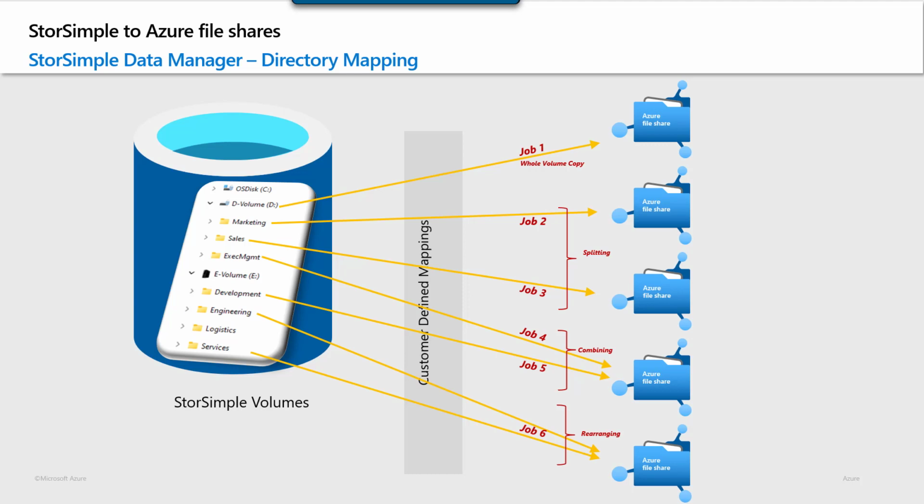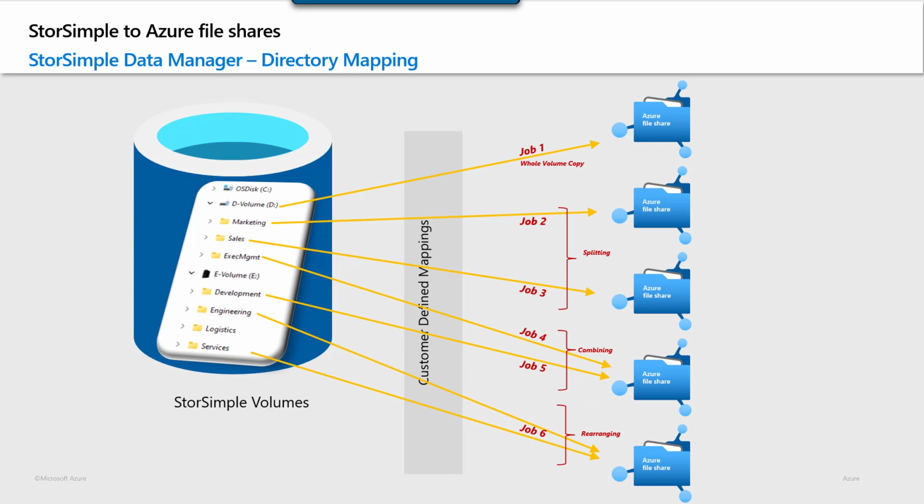So you can, optionally, specify to take only certain folders from the StorSimple volume into an Azure File Share. That allows you to copy the whole volume, as shown here by Job 1, or split shares by creating multiple jobs, each taking a different set of folders from the same StorSimple volume, but migrating them into different Azure File Shares, as shown here by Job 2 and 3. Or combine shares by creating multiple jobs and taking folders potentially from several StorSimple volumes into the same Azure File Share, as shown here by Jobs 4 and 5. Or use a single job with multiple mappings, for example Job 6, to rearrange shares where the source folders are in the same StorSimple volume and the destination folders are in the same Azure File Share.